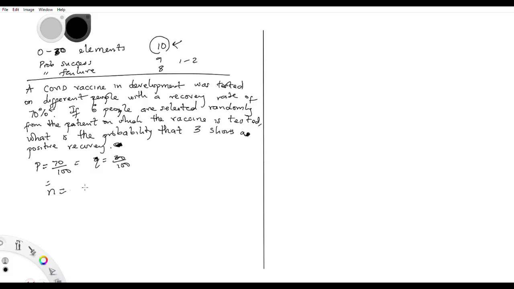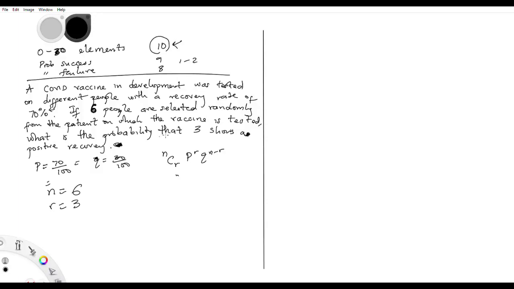Now, what is N from the question? N is simply the number of the elements that we're dealing with, that's 6. And what is R? R is the event. The event is 3, that shows the three recover using the vaccine. That's 3. So with this, you can just say N combination R, P^R, Q^(N minus R). Then you solve it. I'm going to leave that to you to solve. The point is you understanding when to use binomial or Bernoulli. Binomial or Bernoulli works the same way.